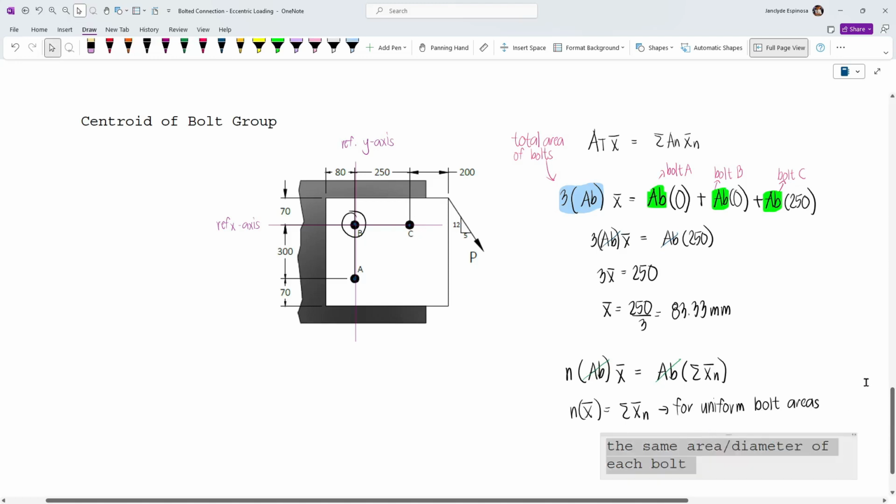That will be difficult to purchase. And so usually the bolt areas are uniform, and so we can just actually use this one. Now to demonstrate this for barred Y, let's try to use this formula. And so let's just replace this. This becomes barred Y, and then we have the summation of barred yn.